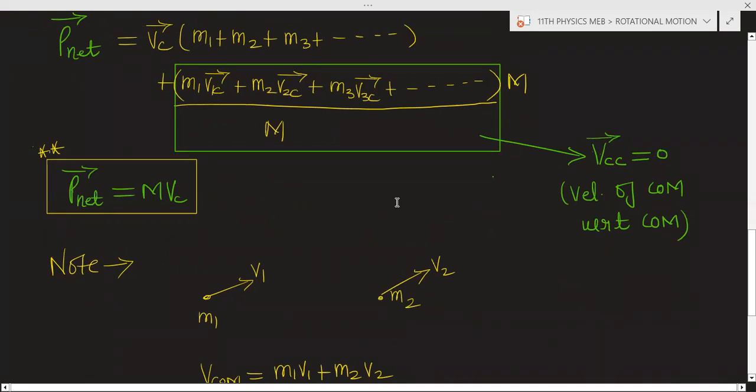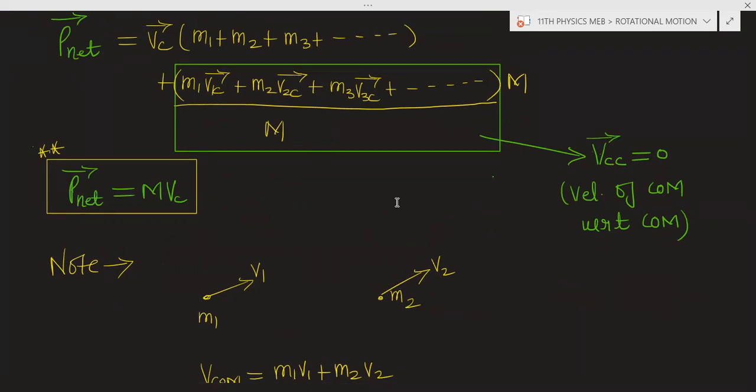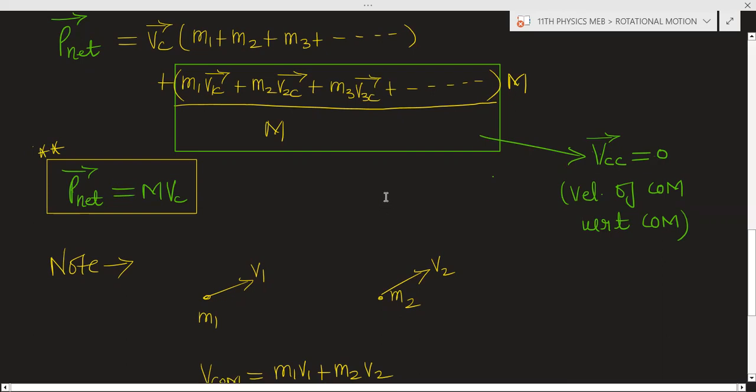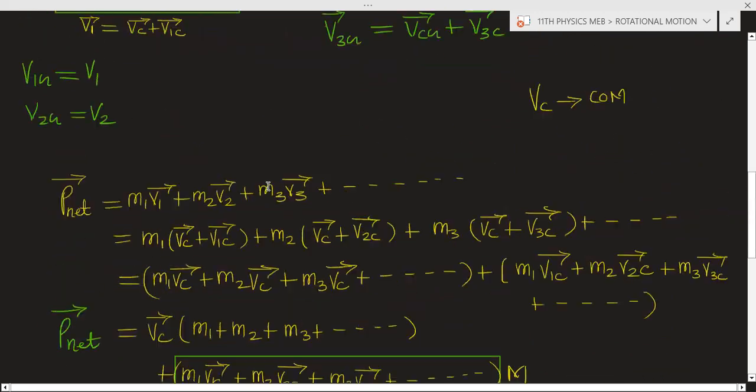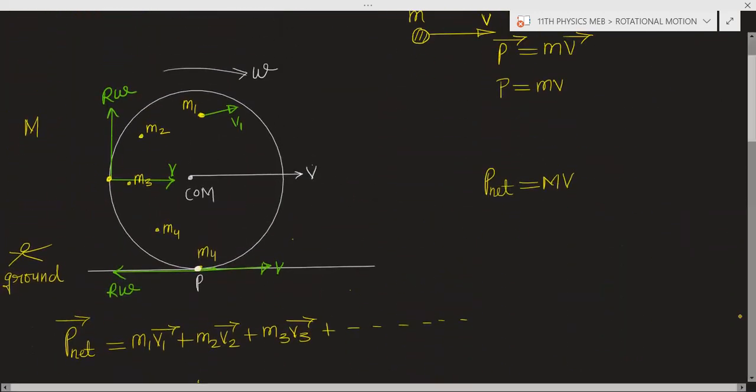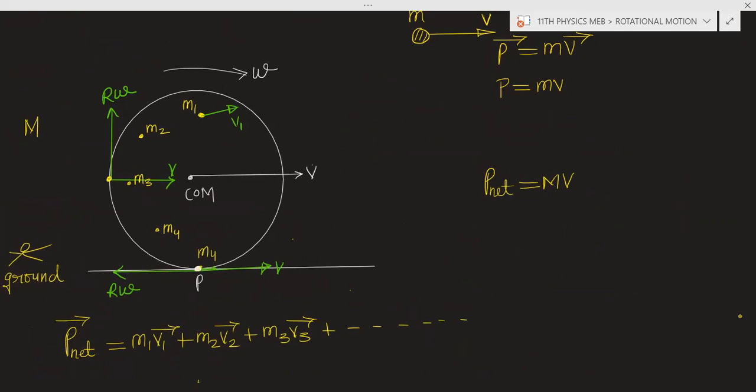So P net equals MVC. Oh, this one you are saying. Yes, sir. Actually, VC is the velocity of center of mass. Okay, I'm writing here. Basically, this is VC, velocity of center of mass.